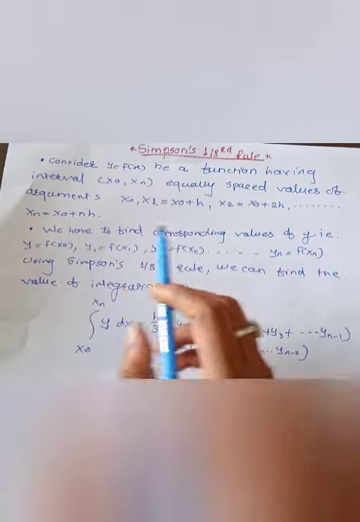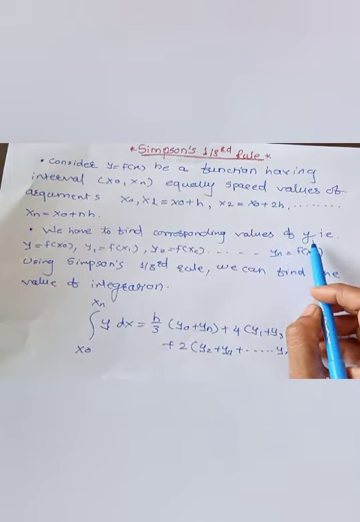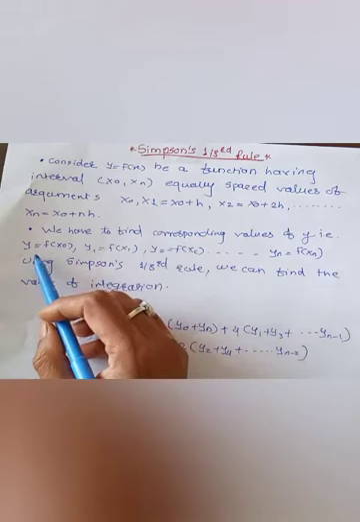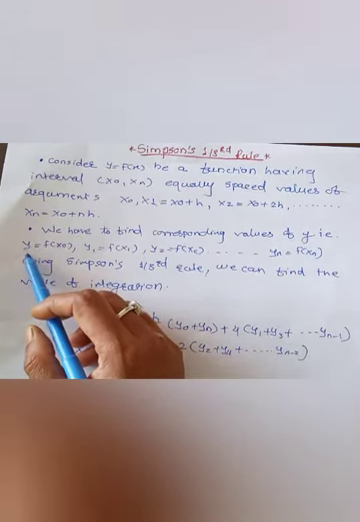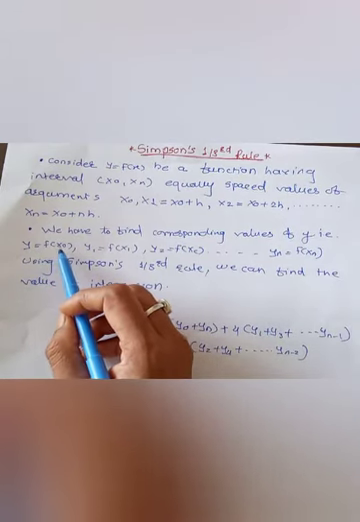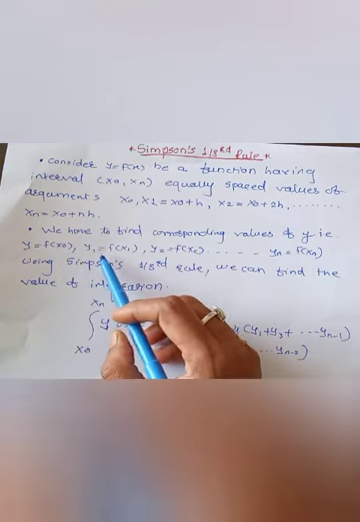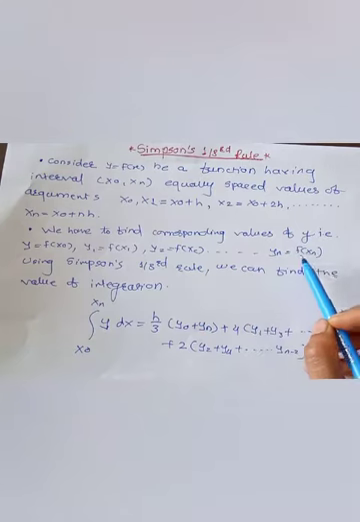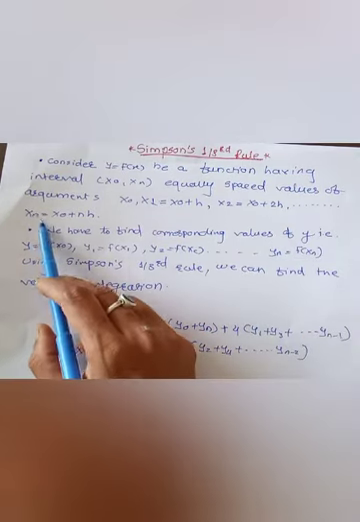Now we have to find the corresponding values of y, like y0 is equal to f of x0, that means y is a function of x0. Then y1 is equal to f of x1, y2 is equal to f of x2, up to yn is equal to f of xn.